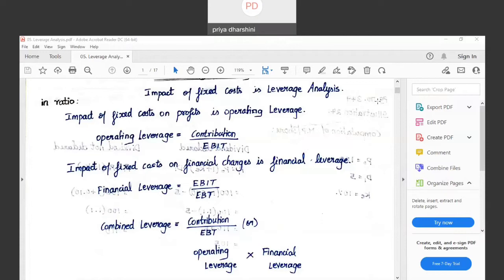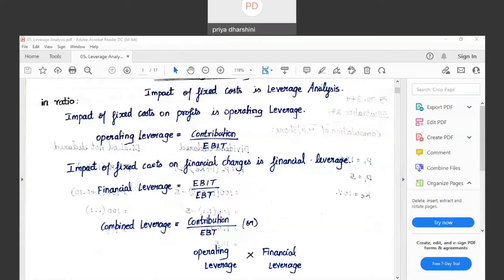If you are measuring the impact of fixed operating cost on profits, you call it an operating leverage. If you are measuring the impact of fixed financial cost on profits, you call such leverage financial leverage. If you are measuring the impact of both operating and financial fixed cost on profits, you call it the combined leverage.